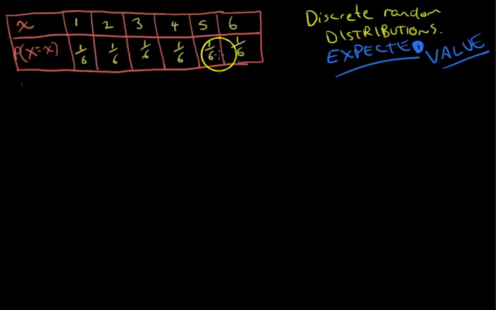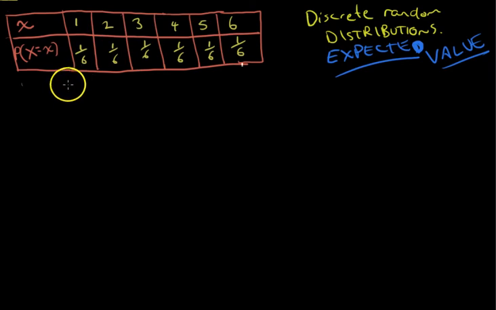Okay, let's take one of the simplest examples I can think of. If you're rolling a dice, just a single dice, there's 6 different things that can happen. You can roll a 1, a 2, a 3, a 4, a 5, or a 6, and each of those has an equal probability of happening. 1/6, 1/6, 1/6, 1/6, 1/6, 1/6.